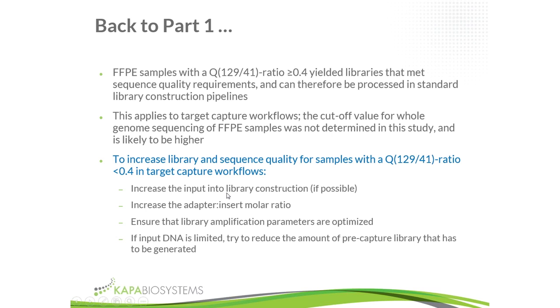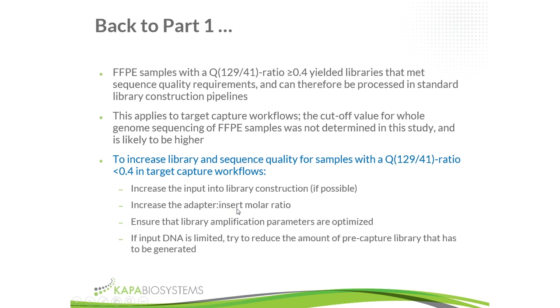But there's also other things you can do. So if you do have 200 nanograms of that sample available, don't just process 100, because the more DNA you put into the system, the more adapter-ligated library you'll get. And so the less amplification you have to do, less duplication, better coverage. If that's not possible, increase the adapter insert molar ratio. That's something I didn't really have time to talk about, but we've seen that in other low input applications, that increasing the adapter insert molar ratio does increase the efficiency of conversion, so input DNA to adapter-ligated molecules.